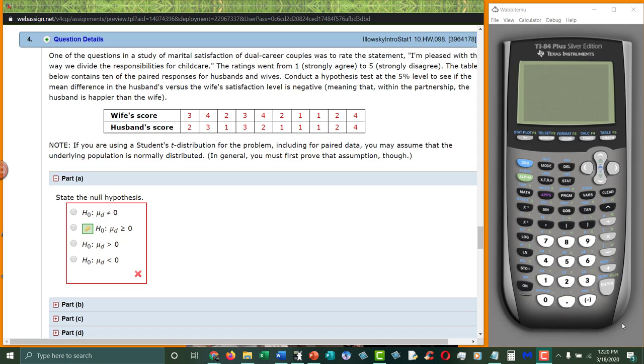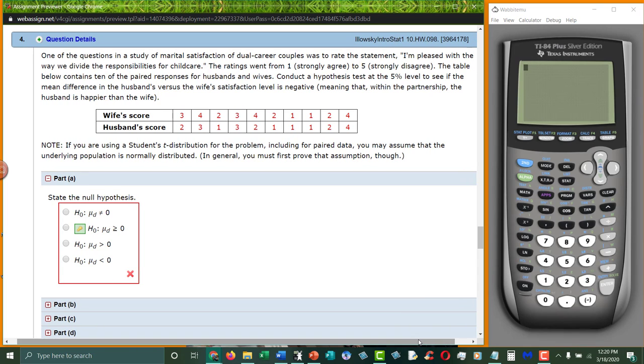write the statement, "I'm pleased with the way we divide the responsibilities for childcare." The ratings went from 1, strongly agree, to 5, strongly disagree. And the table below contains 10 paired responses for husbands and wives. Conduct a hypothesis test at the 5% level to see if the mean difference of the husband's versus the wife's satisfaction is negative. Meaning that within the partnership, the husband is happier than the wife.